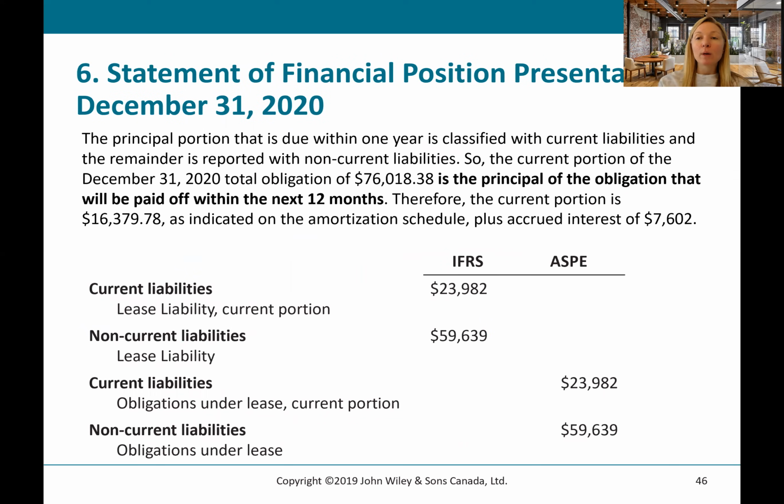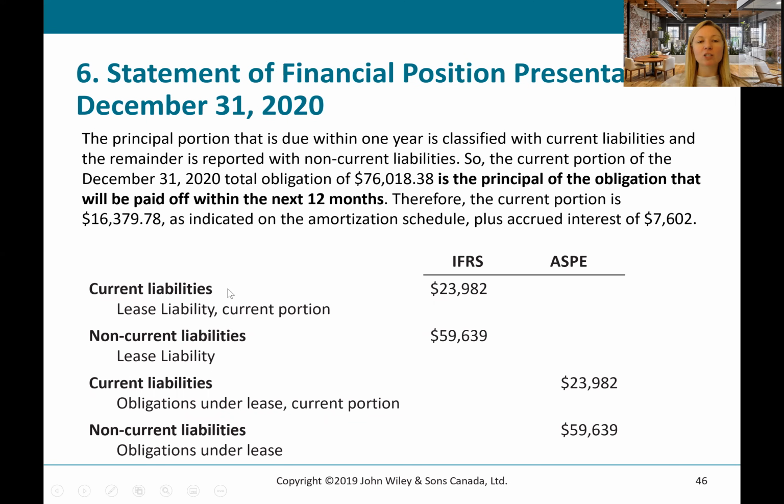Okay, request number 6 was for us to provide what the statement of financial position or the balance sheet presentation would have been at December 31st, 2020, specifically between current and non-current as well. So the principal portion that's due within 1 year is classified with current liabilities, and the remainder is classified with non-current, which is pretty standard. So far, the current portion of the December 31st total obligation of $76,018 is the principal obligation that will be paid off within the next 12 months. Therefore, the current portion is $16,379 as indicated on the amortization schedule plus accrued interest.